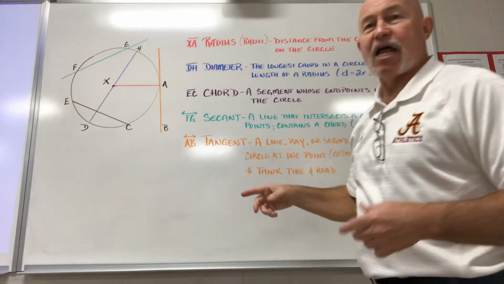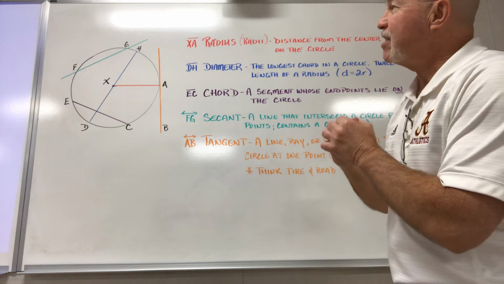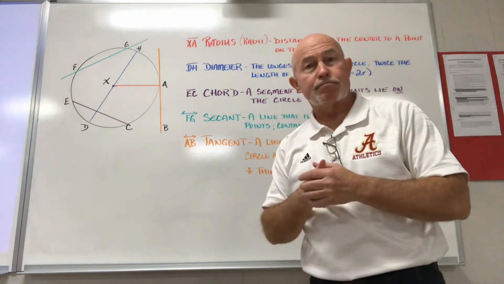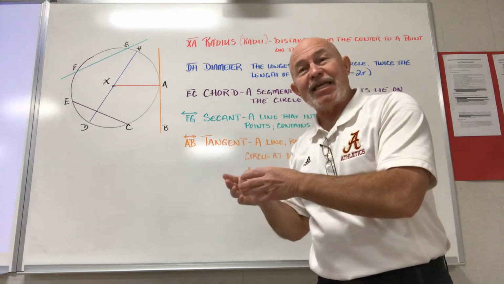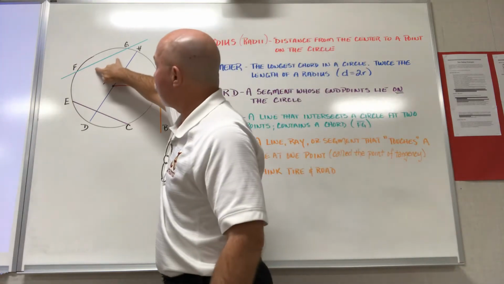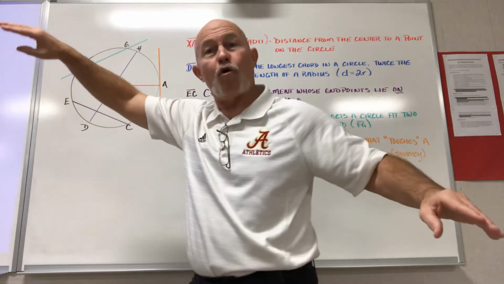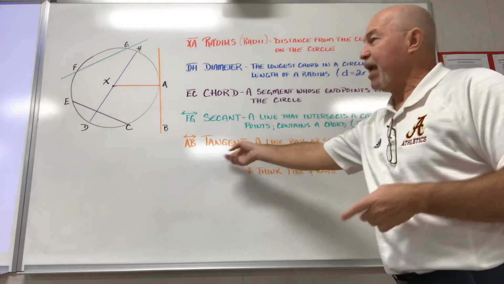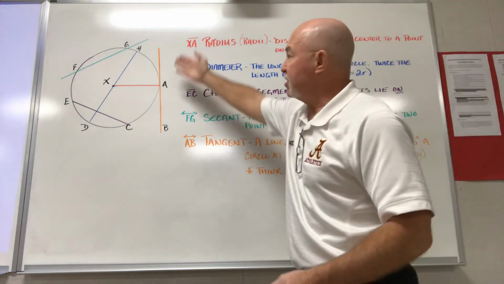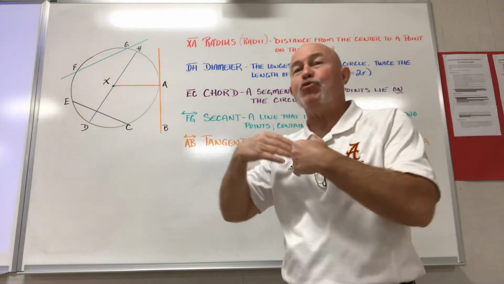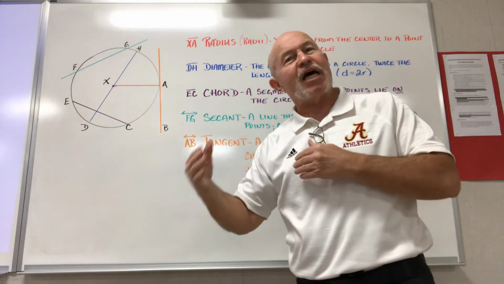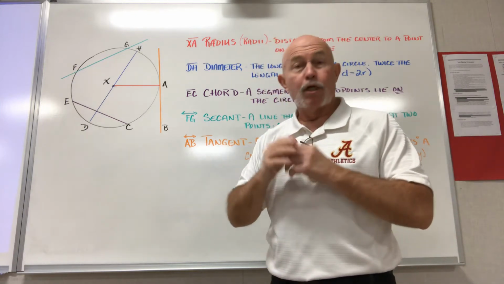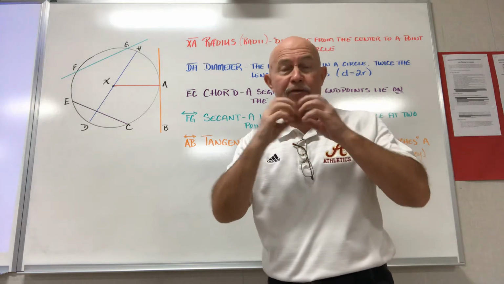A secant is a line that cuts through, intersects a circle at 2 points. A secant contains a chord. That's a chord. But if we're looking at the whole thing, it's the secant. And a tangent. We used that before. The tangent never goes into the interior of a circle. It touches the circle. It's tangent to the circle. Circles can be tangent to each other.